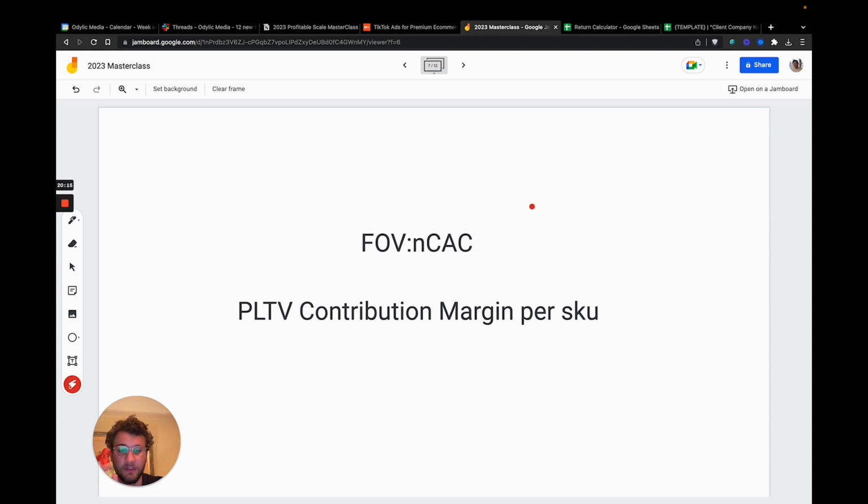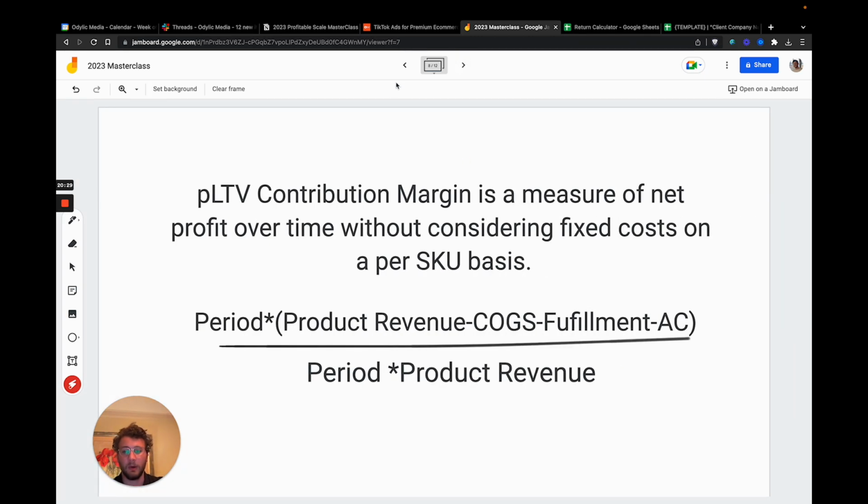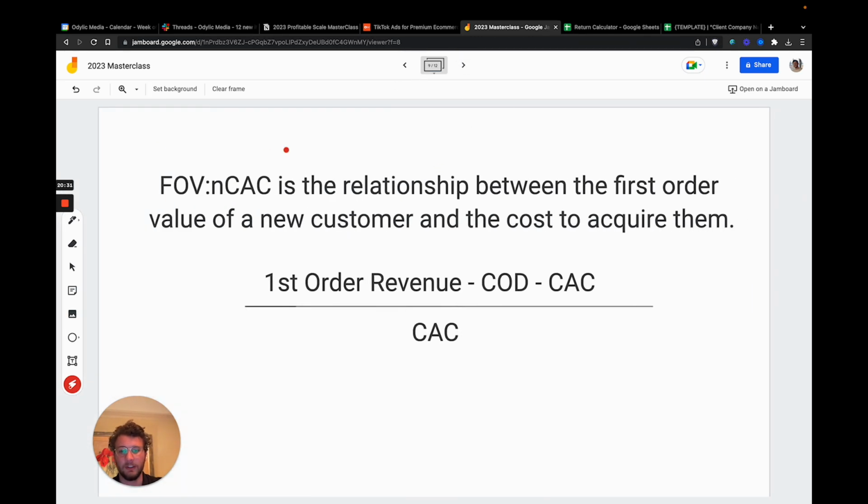The first is FOV to new customer acquisition cost. So first order value, and the relationship of the first order value of a customer relative to the cost that it took to acquire that first customer, okay? So we're actually going to run through that one first. Again, it's the relationship between the first order value of a new customer and the cost to acquire them.